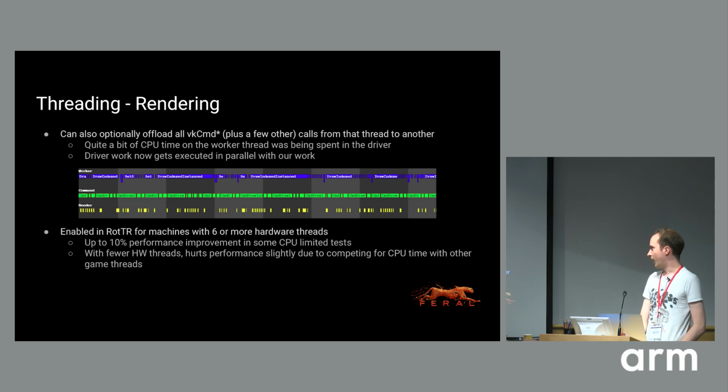For Rise of the Tomb Raider, we ended up enabling this only for machines that have 6 or more hardware threads. And in that case, we were finding we could get up to about 10% performance improvement in some tests. But with fewer hardware threads available, this actually ends up hurting performance slightly, because having all of these threads is competing for CPU time with other threads. We haven't got enough cores to run everything in parallel, because on top of these 3 threads, we've also got other game logic, things like that going on.